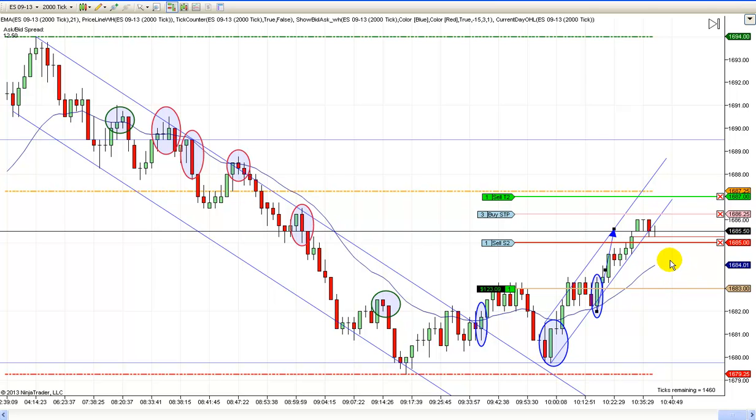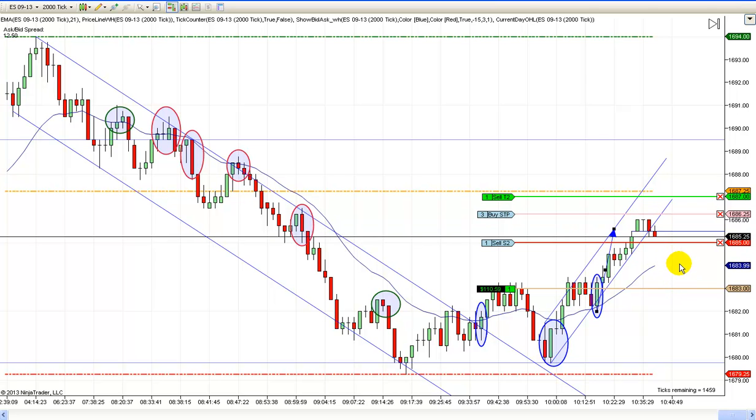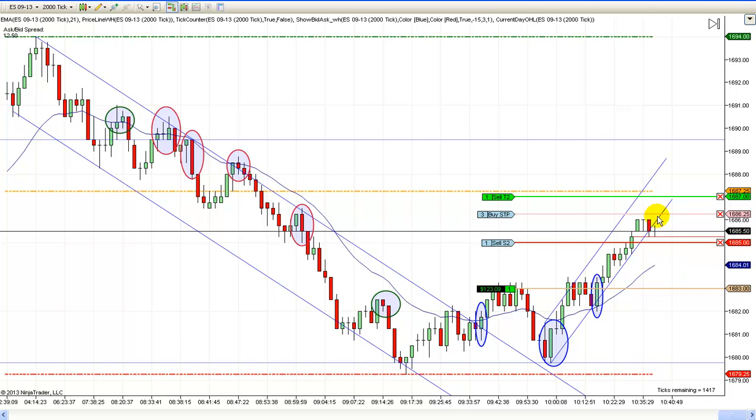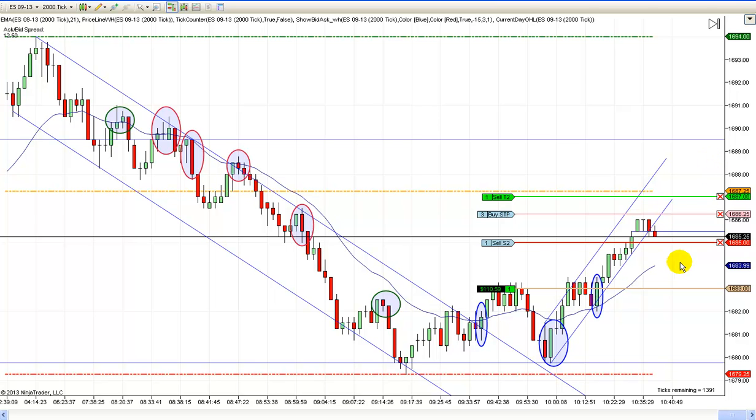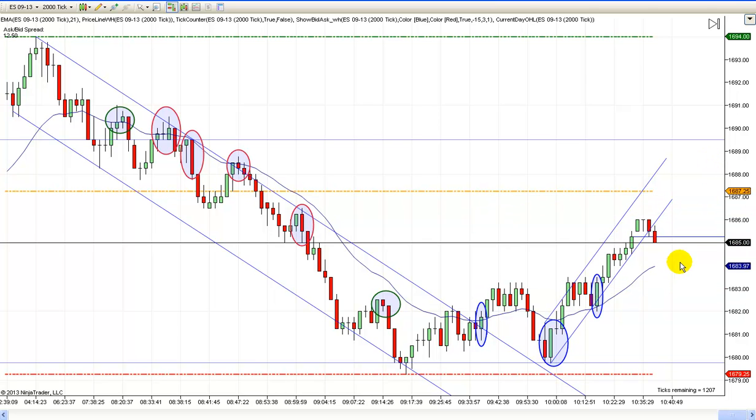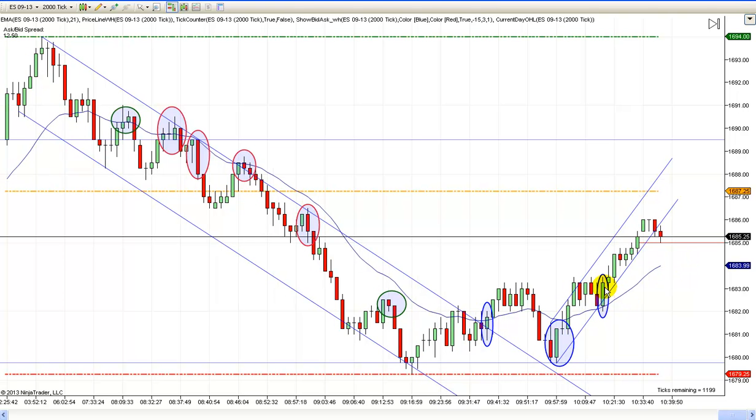So rather than risk giving this back on the runner, I'll just exit right here and we'll look for a different entry. But that's how I generally manage my runners. If it goes higher, I'm going to add on. If it comes down, I'm going to exit and then look for a new entry. And we got stopped out. You see that there. But so that's how I do that.